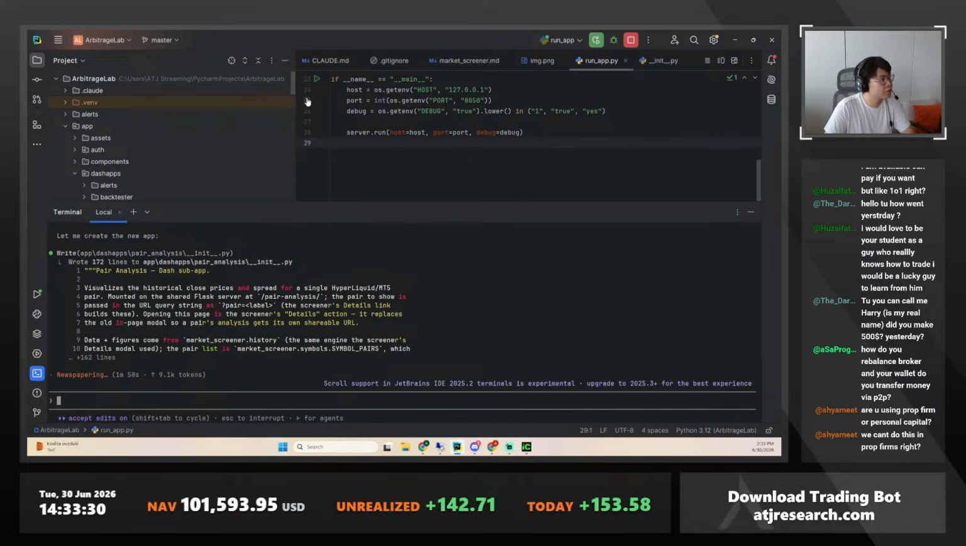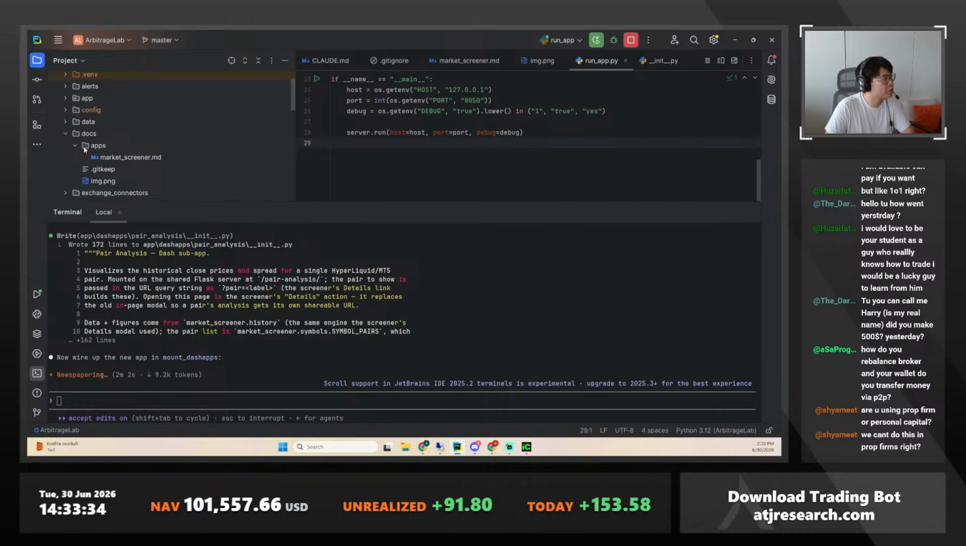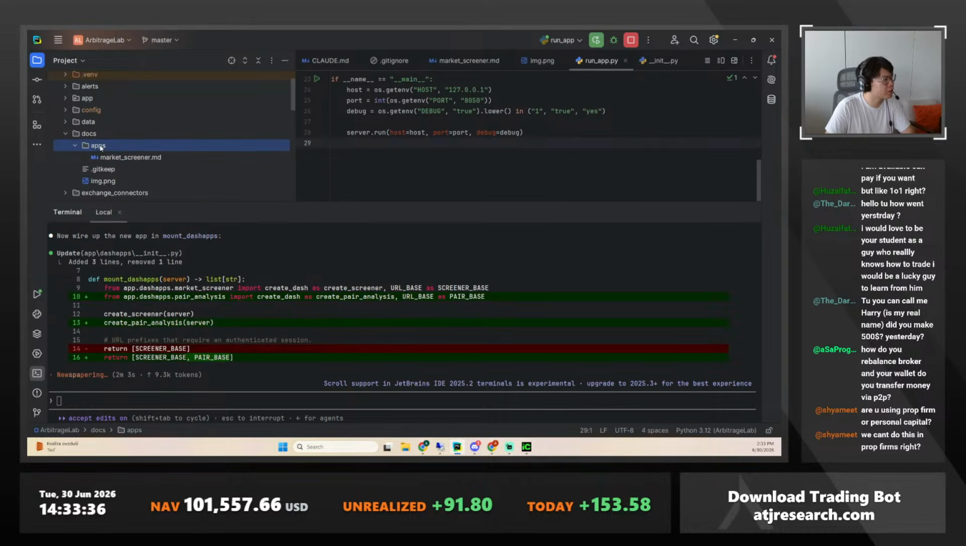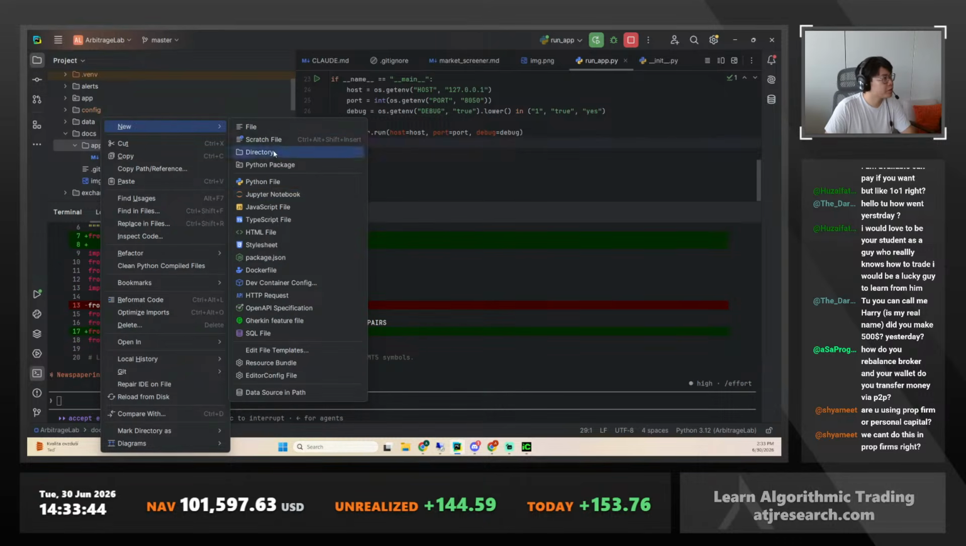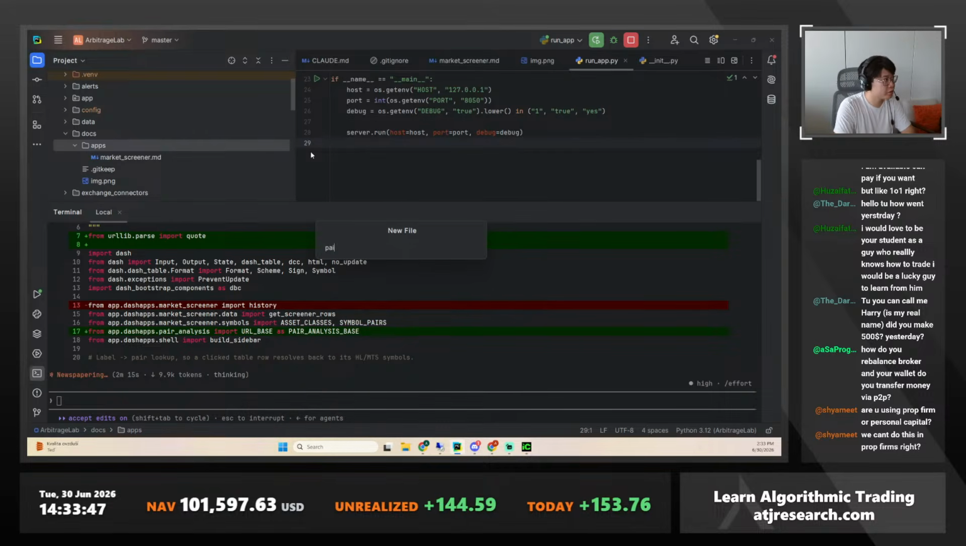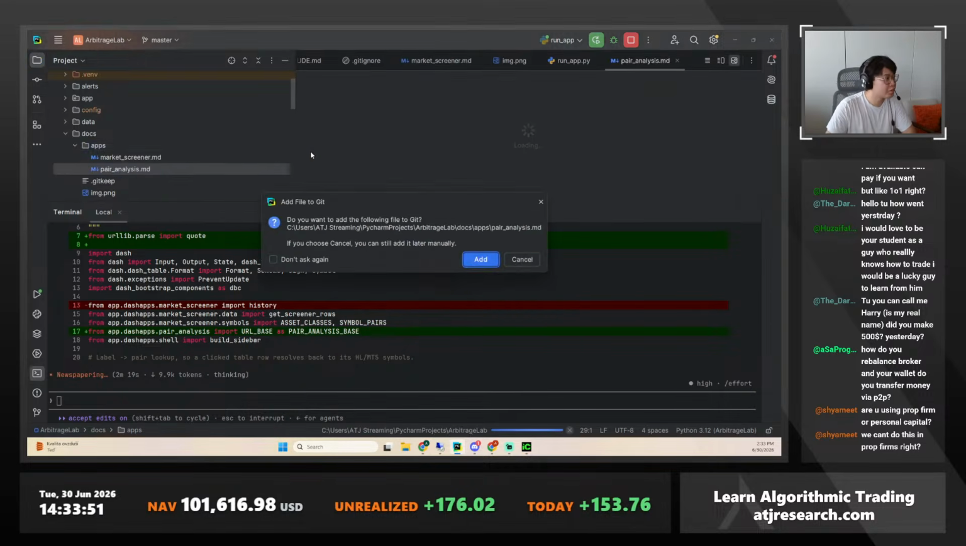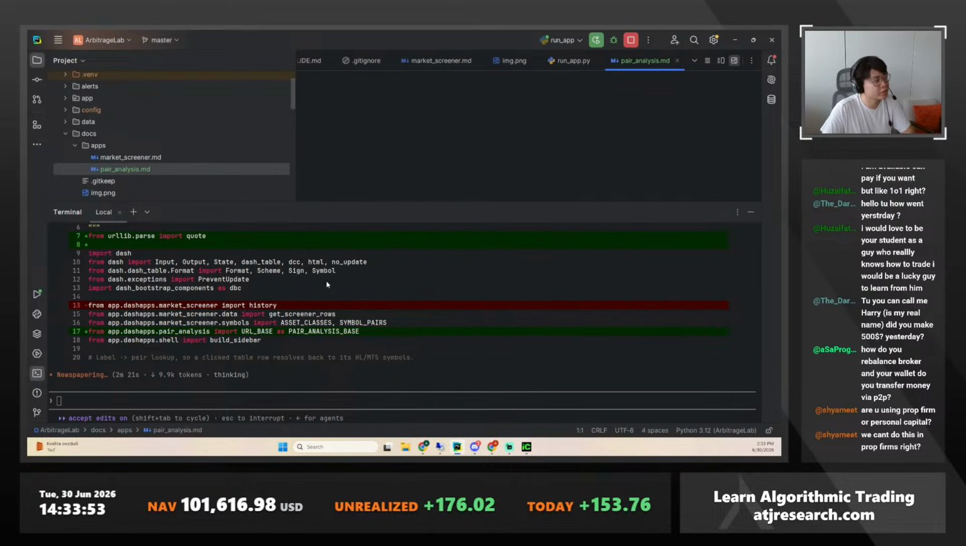So we're creating this new app here, and I think I'm going to work on the docs thing here. I'm going to add a new file called pair analysis.md, and then here I'm going to describe all the features that I want implemented into my dashboard, and that will be interesting to see.